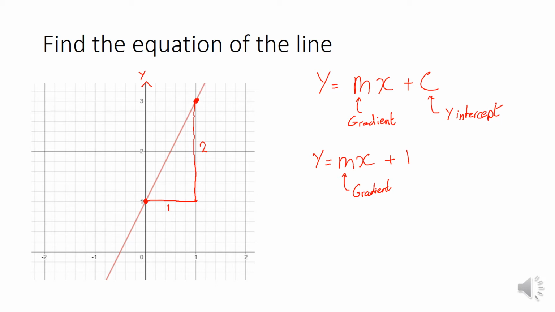So the gradient, or m, equals the change in y divided by the change in x. You can pick any 2 points on the line, you'll always get the same answer. In this case we've got a change in y of 2, a change in x of 1, so our gradient is just 2. So finally we can write our line equation, y equals 2x plus 1, and there is our answer.